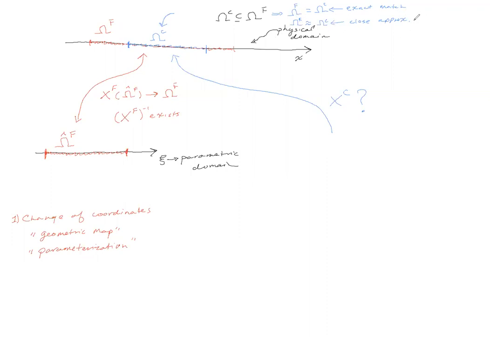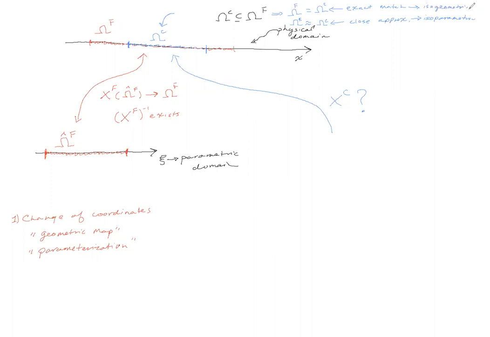So this type of method is called, generally speaking, an isoparametric finite element, where it's just an approximation. It's a close approximation. What would we call a method where, in fact, they're exactly the same? In other words, we can generate this geometric map, x sub f, that maps exactly onto omega c. Is that isogeometric? Yeah, that's what we call an isogeometric method.